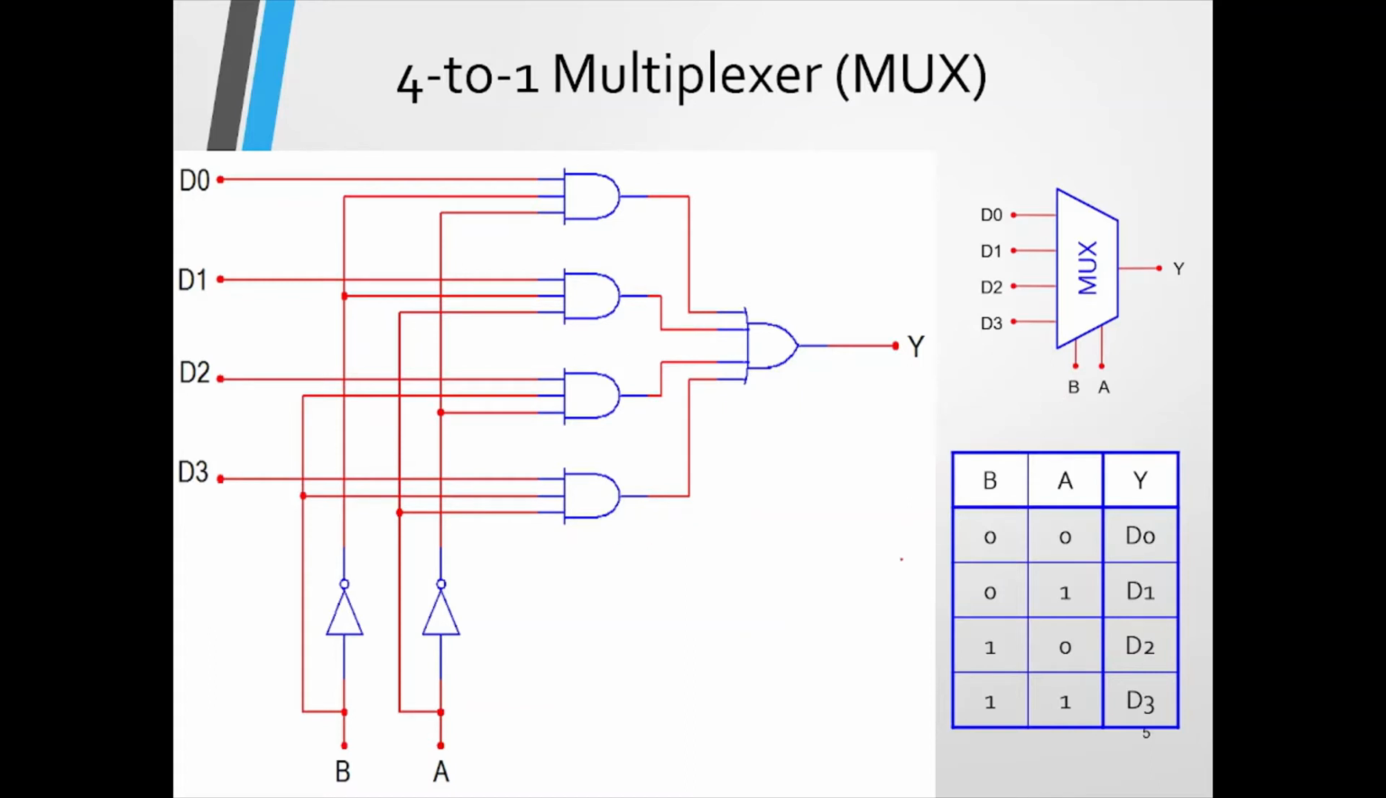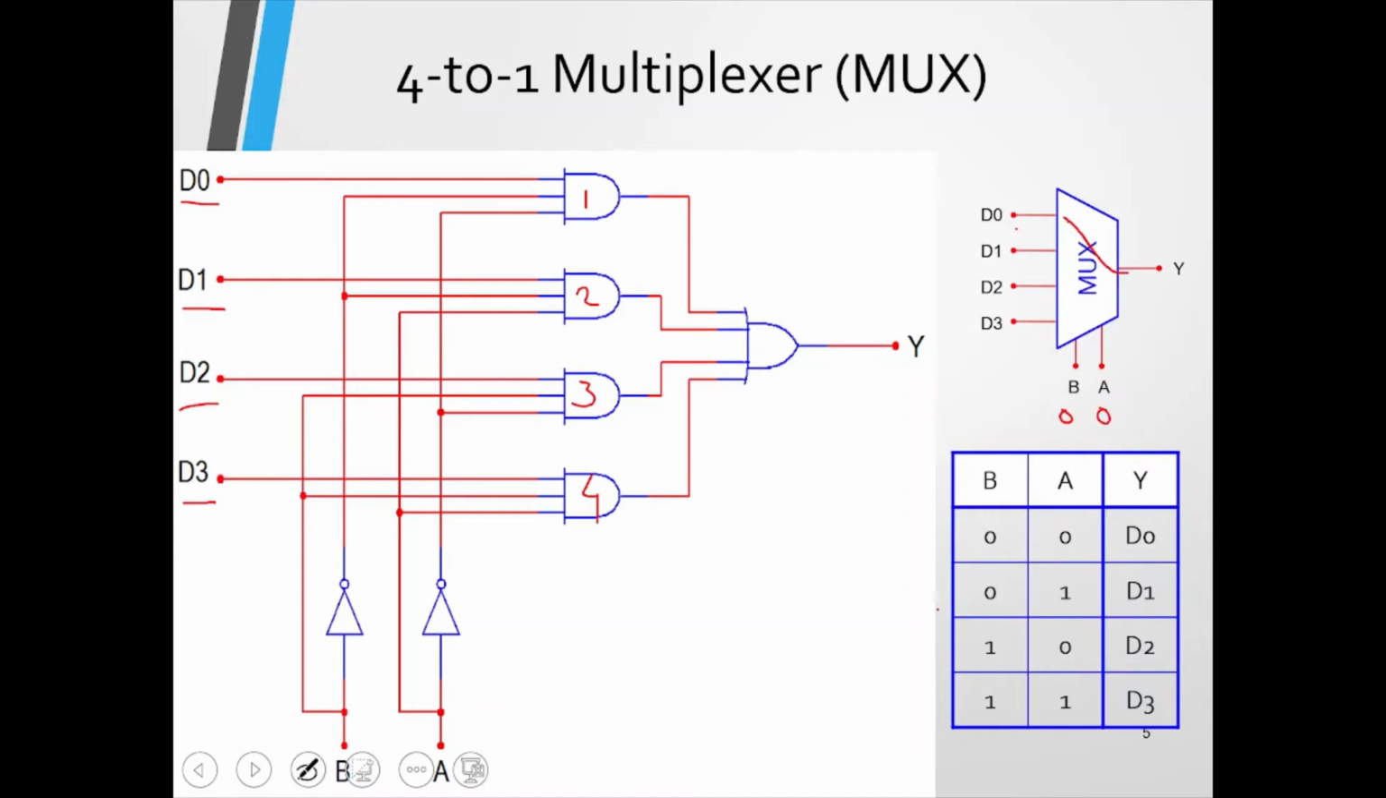There are 4 AND gates, 1, 2, 3 and 4, right? These 4 AND gates are connected to the inputs D0, D1, D2 and D3. Now this multiplexer is going to connect one of the inputs to the output depending on the status of the select line. So if the select line is 0 0, then it will select the first input D0 and it will get connected to the output.